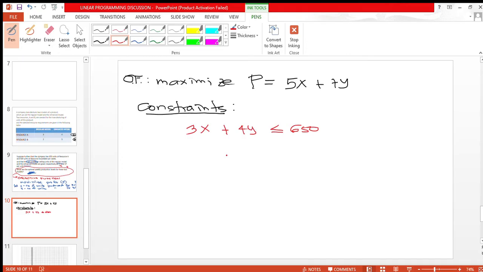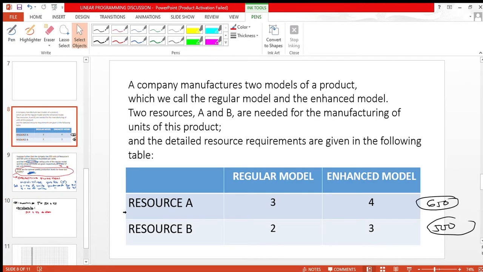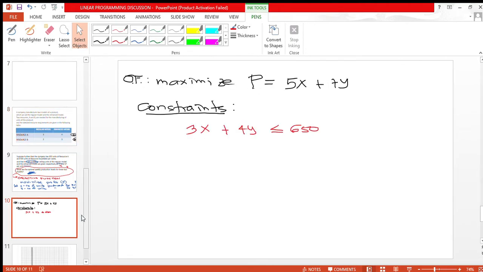And then based now on resource B, there are 500 units available. 2 units will be used for a regular model. 3 units will be used in producing an enhanced model. Therefore, this will now give us a constraint: 2x plus 3y is less than or equal to 500. Again, we have a maximum of 500 units available per week.